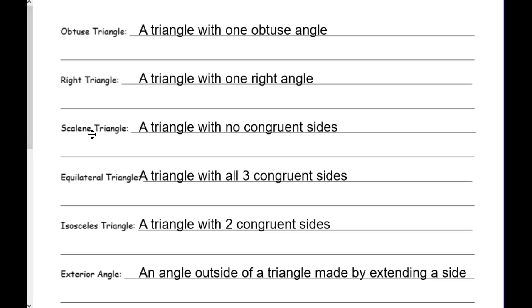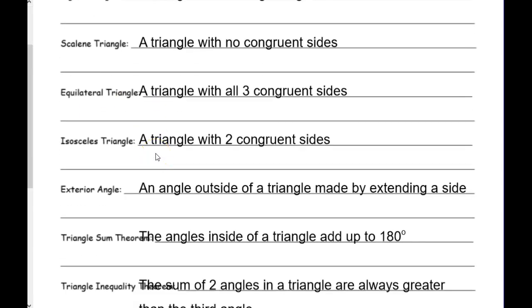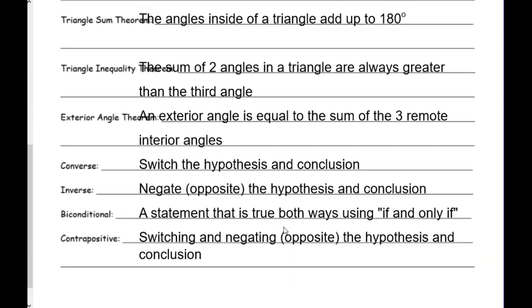A scalene triangle is a triangle with no congruent sides. All the sides are different lengths. An equilateral triangle is a triangle with all three congruent sides. An isosceles triangle is a triangle with two congruent sides. An exterior angle is an angle outside of a triangle made by extending a side. The triangle sum theorem is the angles inside of a triangle add up to 180 degrees.